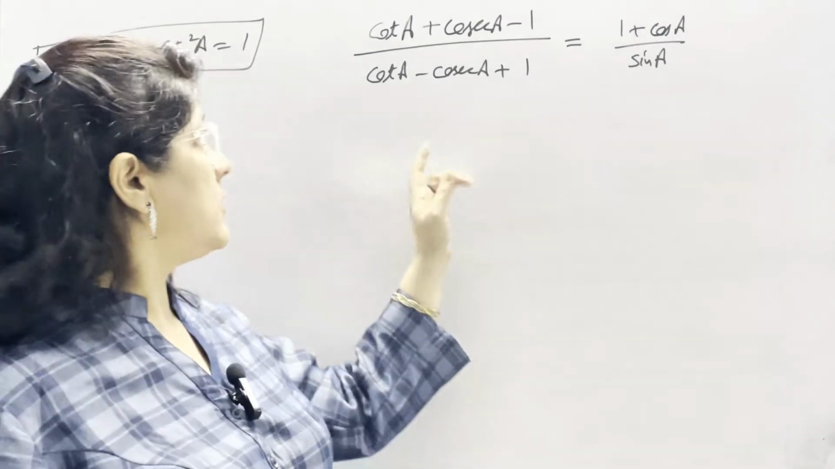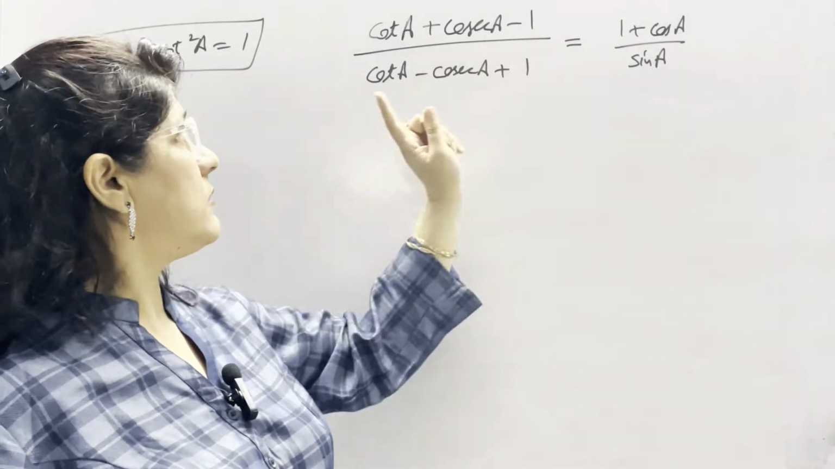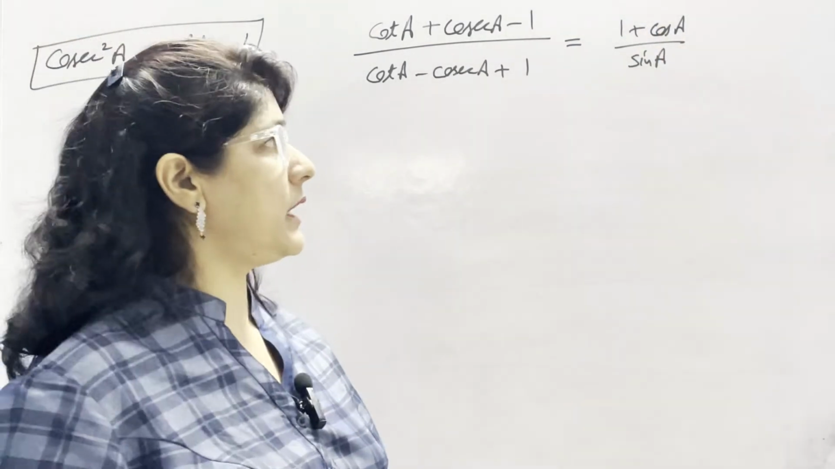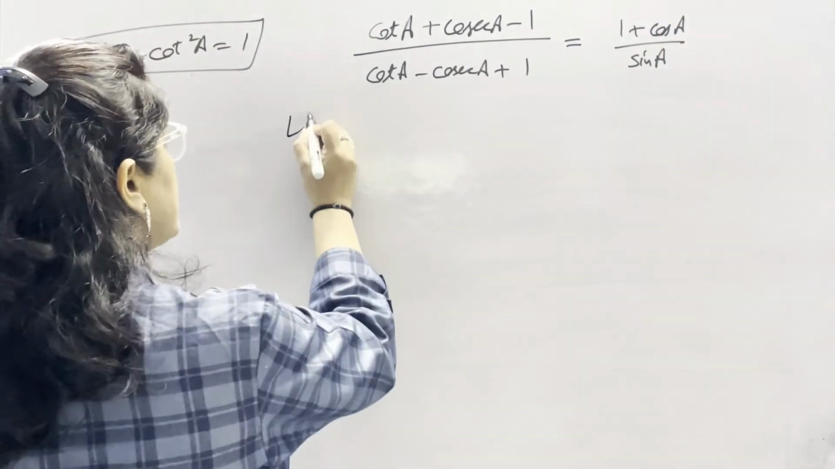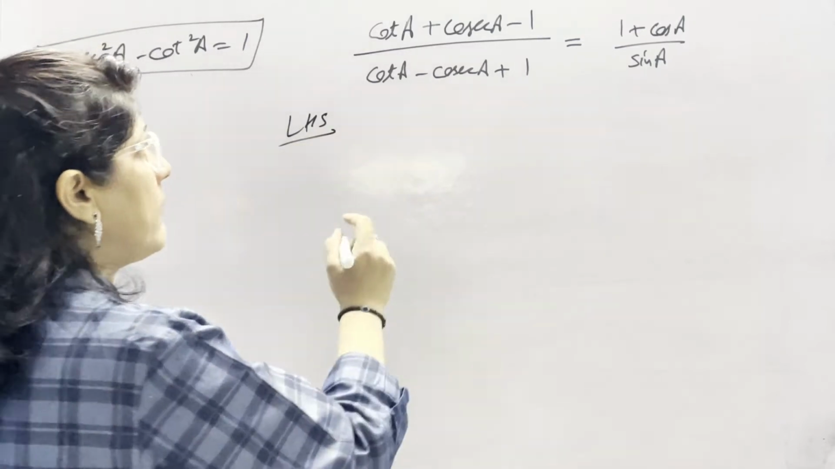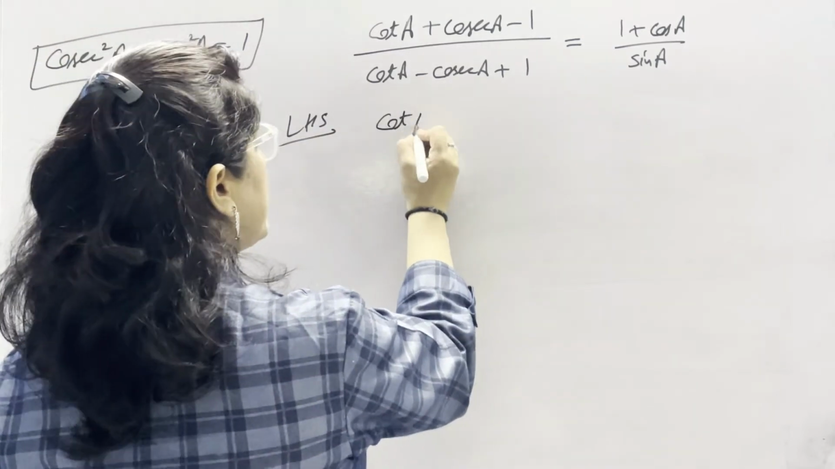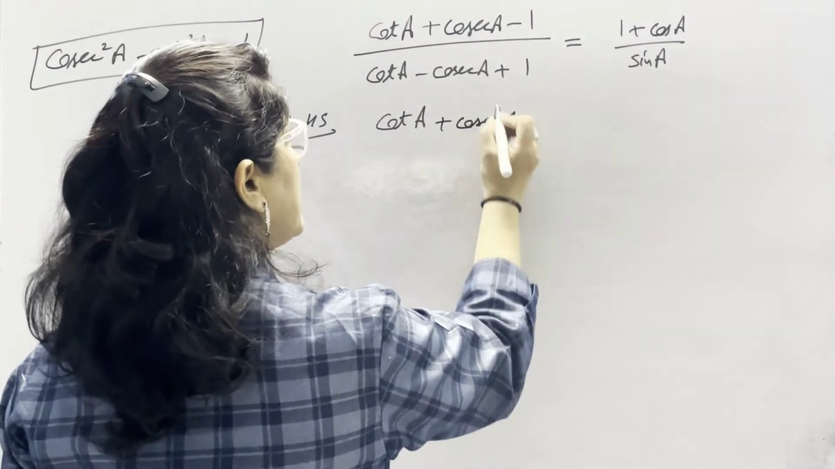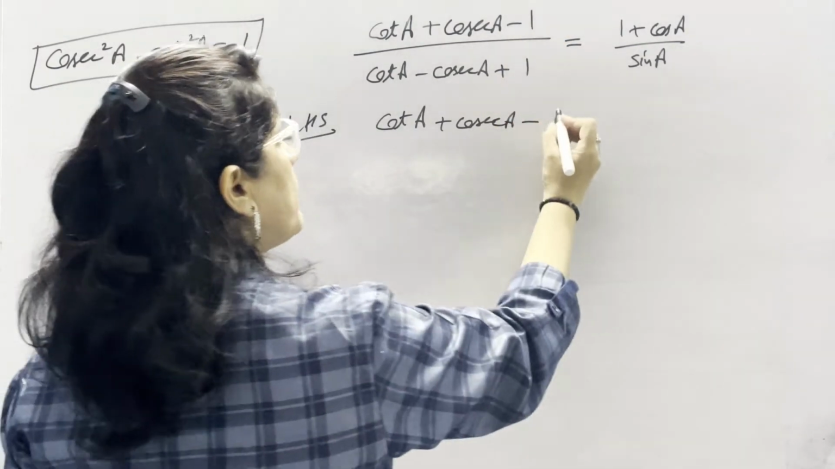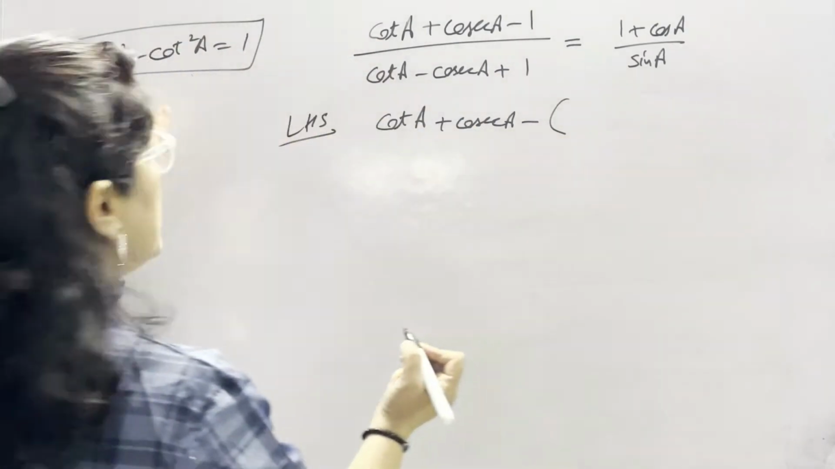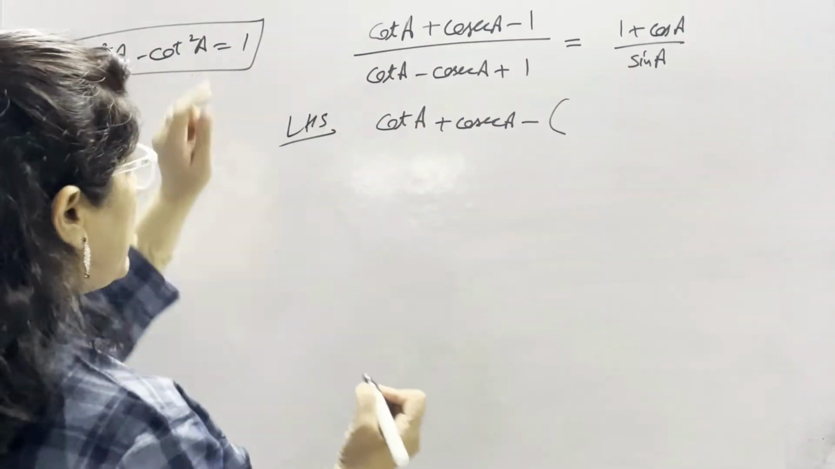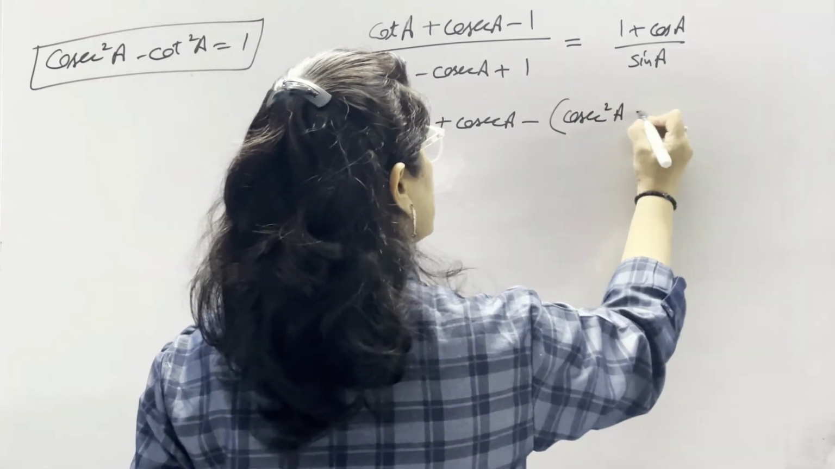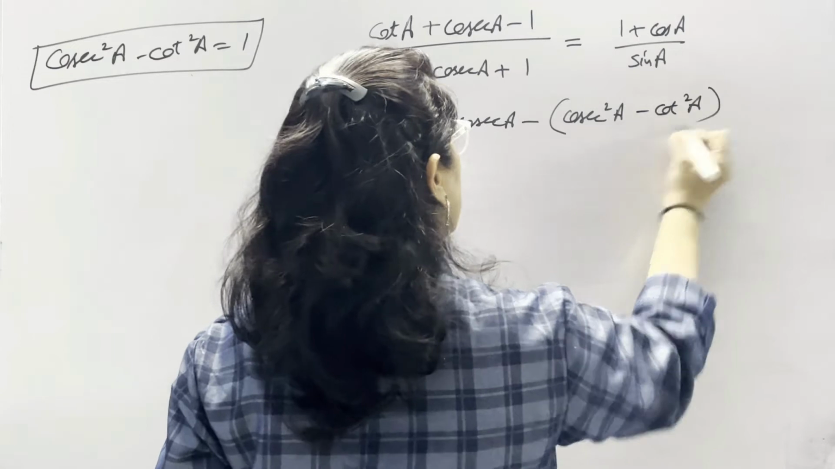This is our next question. (cot a plus cosec a minus 1)(cot a minus cosec a plus 1) is equal to (1 plus cos a) upon sin a. Starting with LHS, but here we need to apply one trick, otherwise this question will be very lengthy. Cot a plus cosec a as it is, and instead of this 1, we need to apply the identity of 1 from the third identity, cosec square a minus cot square a.